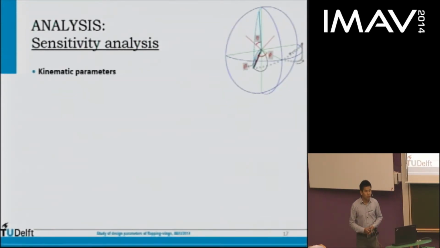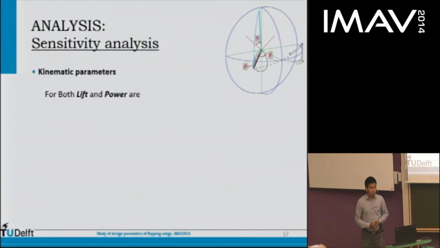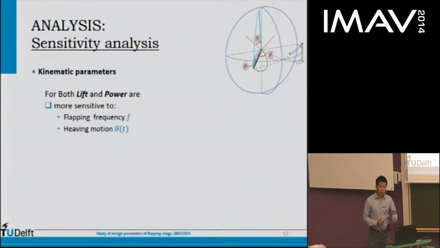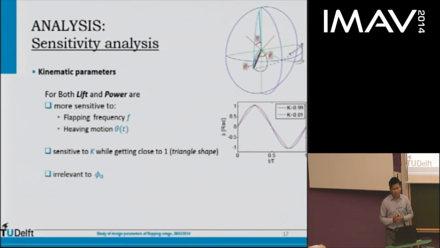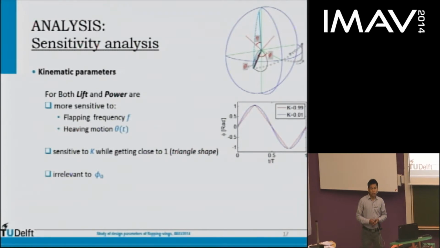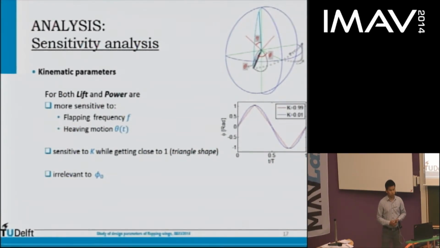As to the effect of kinematics parameters on the lift and the power, the result shows that both lift and power are more sensitive to the flapping frequency F and heaving motion. If the shape function of sweep motion is getting close to the triangle 1, then it becomes very sensitive to this value. However, both the lift and power are irrelevant to the horizontal position shift of the sweeping motion.